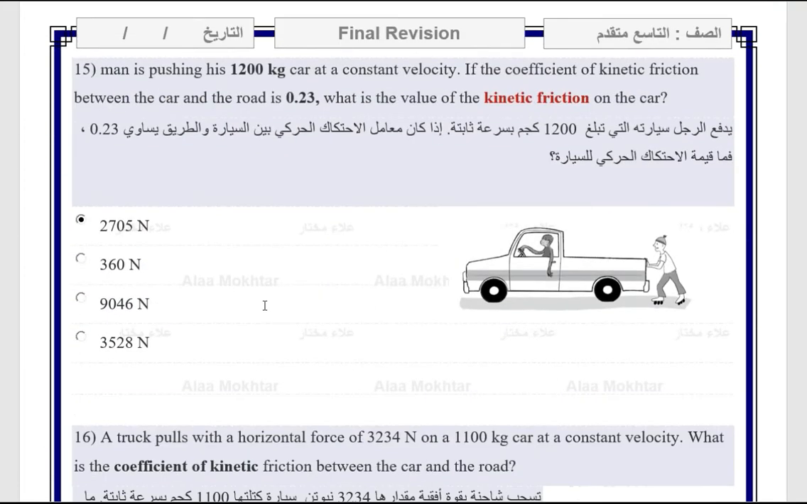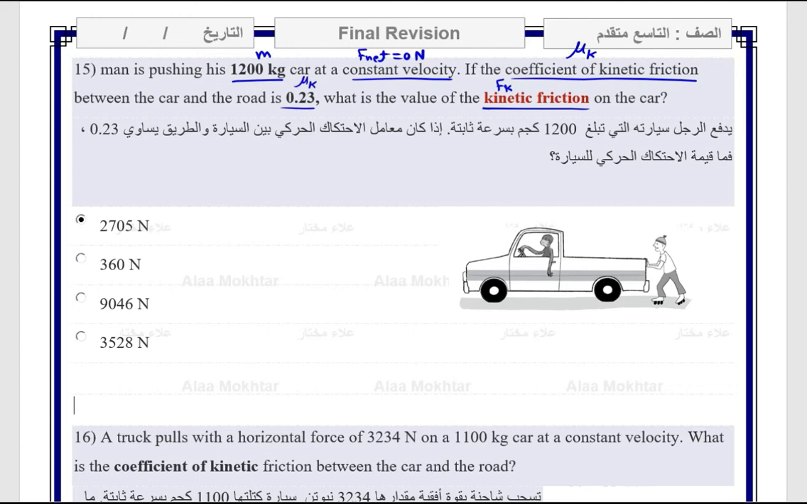A man is pushing his car, 1,200 kilogram mass, at a constant velocity. What do I mean by constant velocity? It means F net equals 0 Newton. If the coefficient of kinetic friction, mu k, between the car and the road is 0.23, what is the value of the kinetic friction, Fk, on the car?